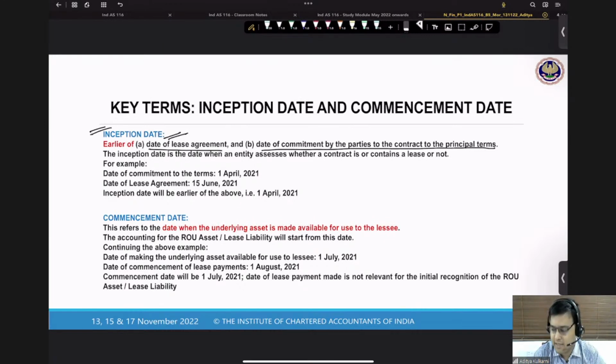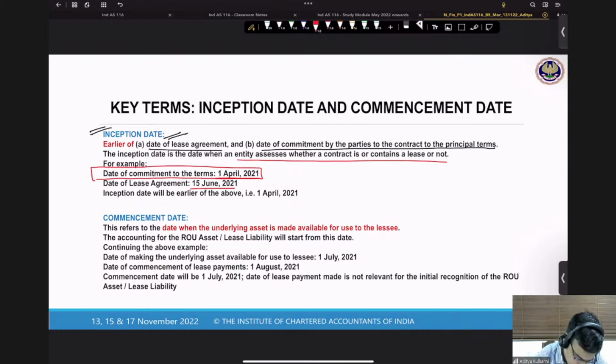So inception date is the date when an entity assesses whether a contract is or contains a lease. For example, commitment to the terms happens on 1st April 2021. The date of lease agreement is 15th June 2021. It means your date of commitment to the terms is the earlier of the two, so the inception date will be 1st April 2021. Inception date means the date when you assess whether it contains a lease or not.